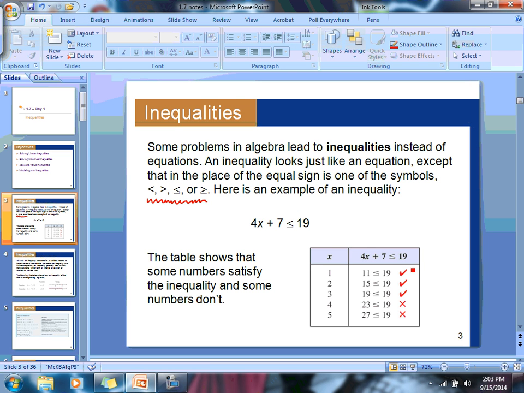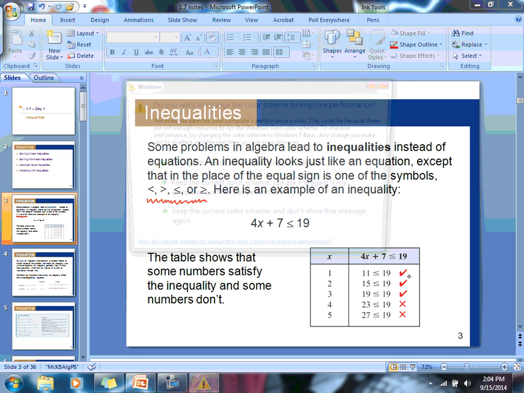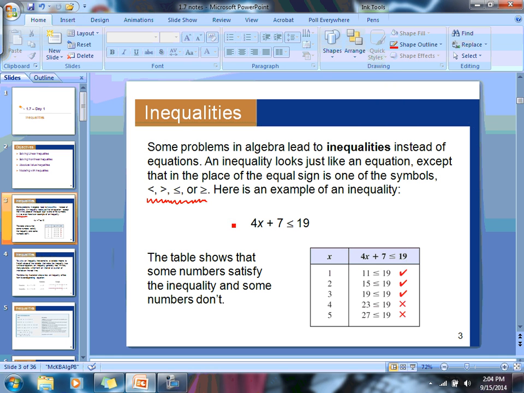So as you can see in this table, 1 would be a value that if we substituted it in for x, 4 times 1 is 4 plus 7, that's 11. 11 is less than 19, and that's a true statement. So there are several values. Looks like everything equal to 3 or less than 3 gives us a true statement for that inequality.